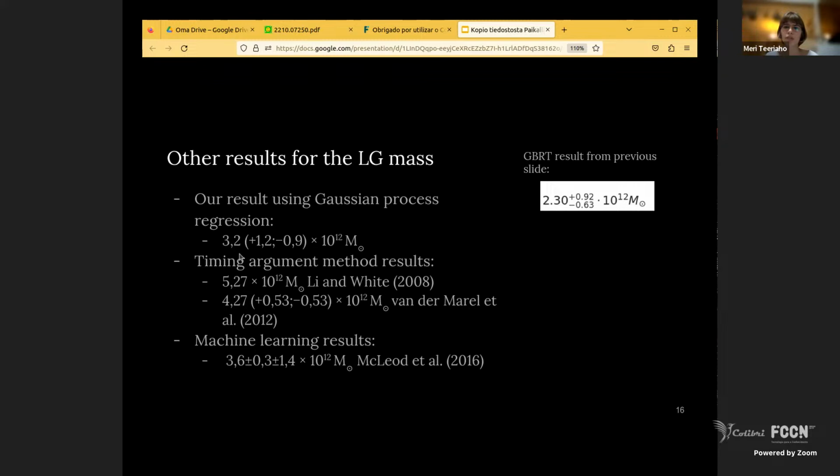So the timing argument method usually produces slightly, or not slightly, just higher results. And then there is also one result from another paper that used machine learning. And you can see that that value is closer to our value.